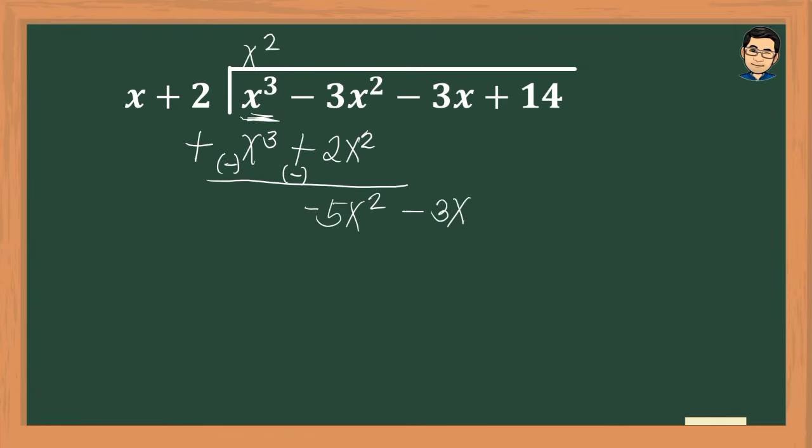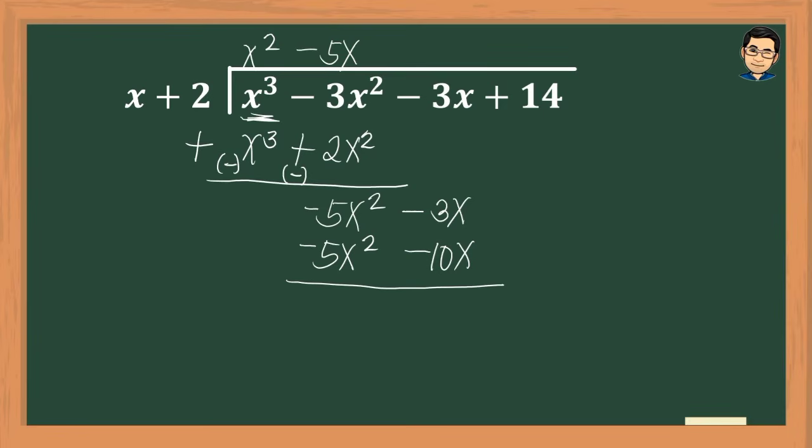Tapos, ulit na naman po yung process. So, negative 5x squared divided by x, that is negative 5x. And then, negative 5x, i-multiply natin sa x plus 2. So, negative 5x times x, that is negative 5x squared. Negative 5x times 2, that is negative 10x.